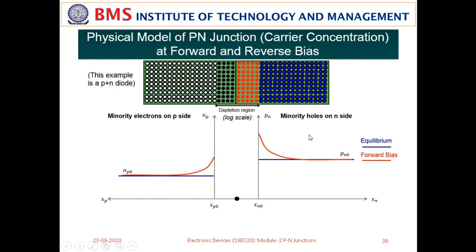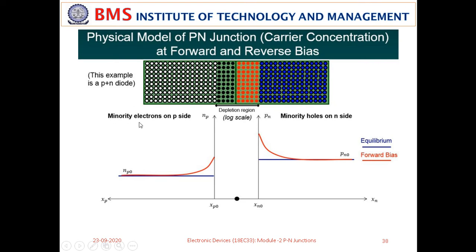This is under the forward bias condition. Forward bias means the P is connected to the positive and the N is connected to the negative. So this is what happens for the forward bias condition. And look simultaneously at the P side here, the minority carriers.